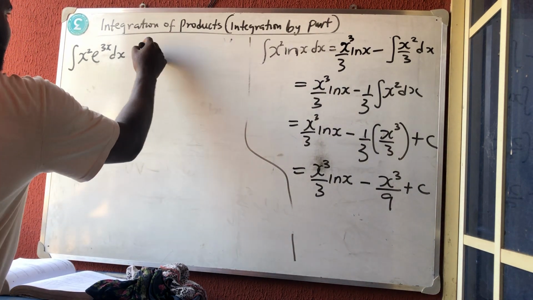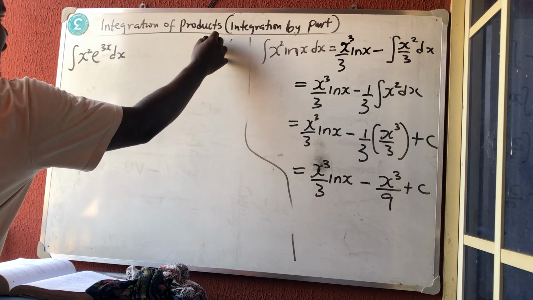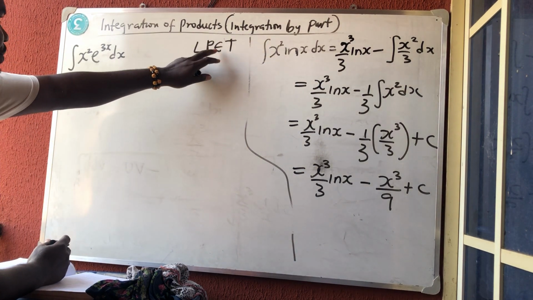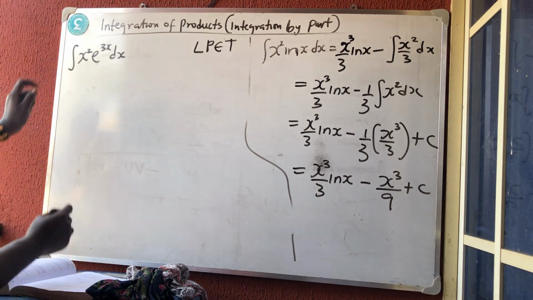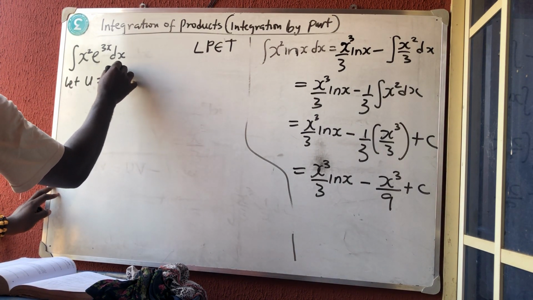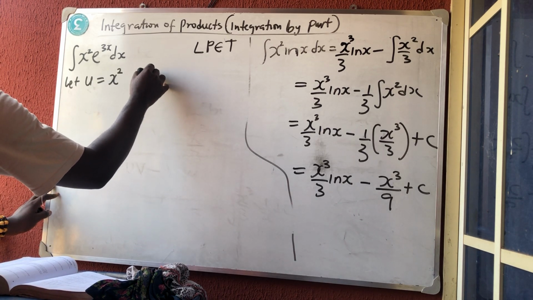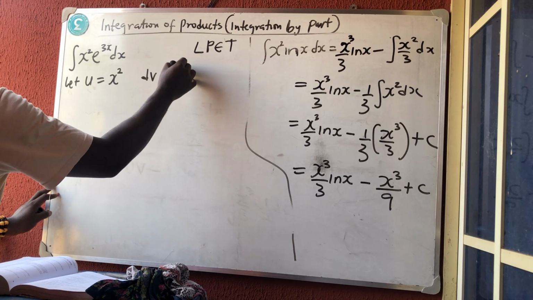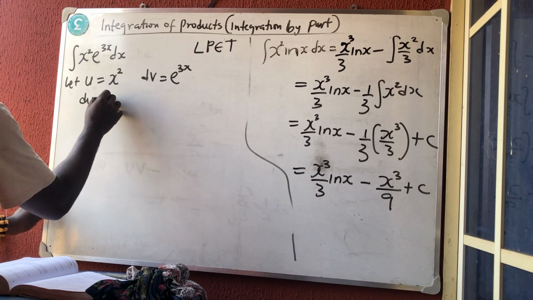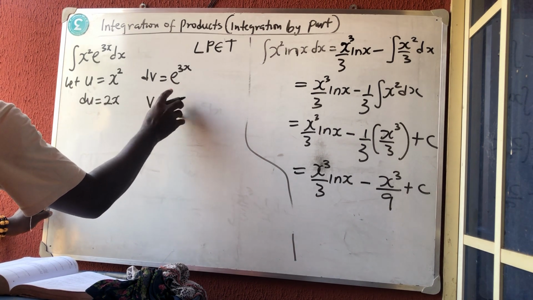Now don't forget, immediately you see the product of two different functions, you write out your LIPET to know the one you are choosing. So polynomial comes before exponential. So polynomial is my u. I'll say let u be that polynomial, x raised to power 2. Then my dv, not v but dv, is equal to e raised to power 3x. So to get du, differentiate this thing: 2x.